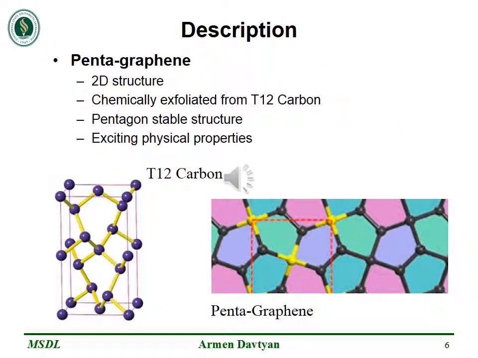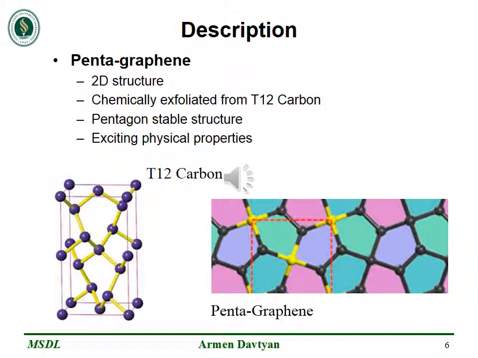The search for an all-pentagon-based 2D carbon sheet began by examining the recently proposed T12 carbon phase that can be acquired by heating the hexagon-based metastable carbon phase at high temperatures. The T12 carbon is the figure on the left.